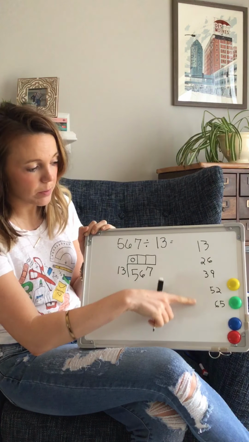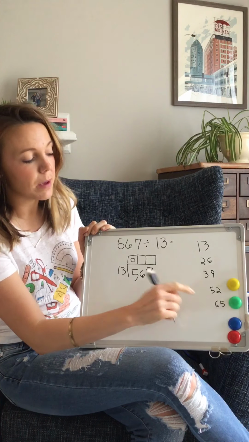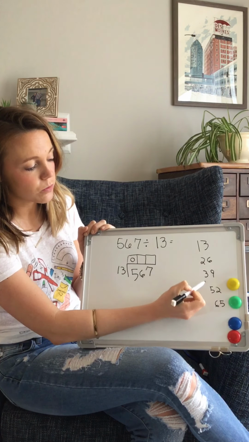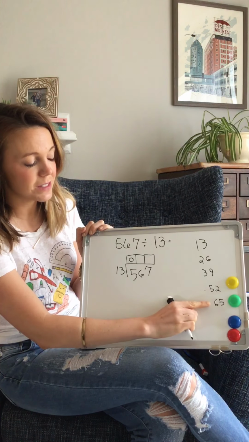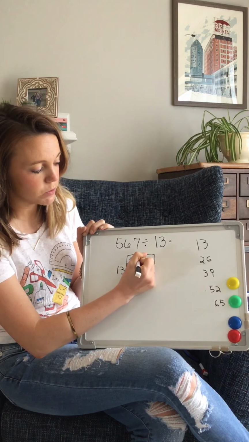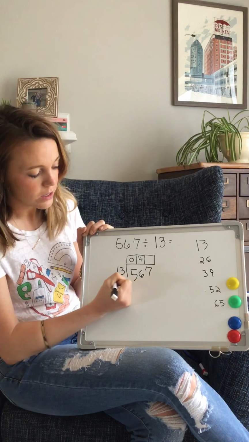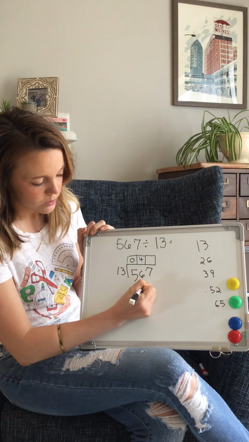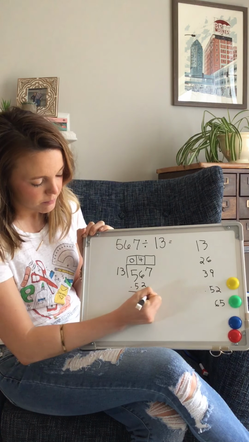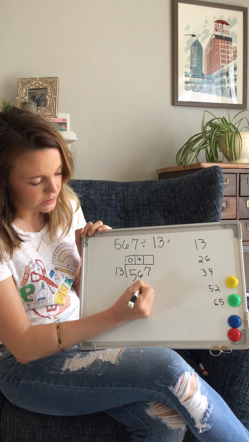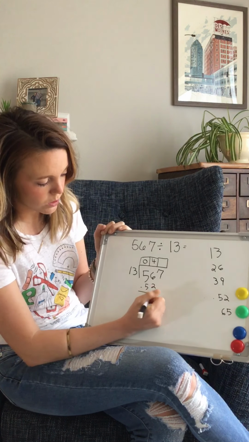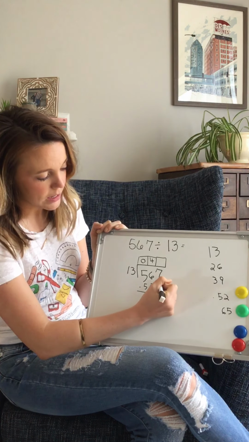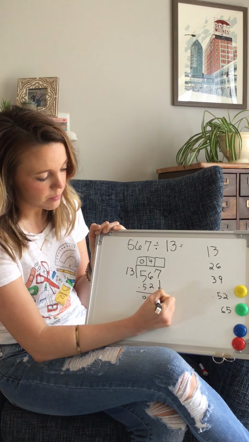Well, I'm going to look over here at my little helper chart I made. So 1, 2, 3, I think it can go in there 4 times. 65 would be too big, so we'll just do times 4. Okay, so 13 times 4 is 52. So I'll subtract. 0, 6 minus 2 is 4. Now I'm going to bring down my 7.